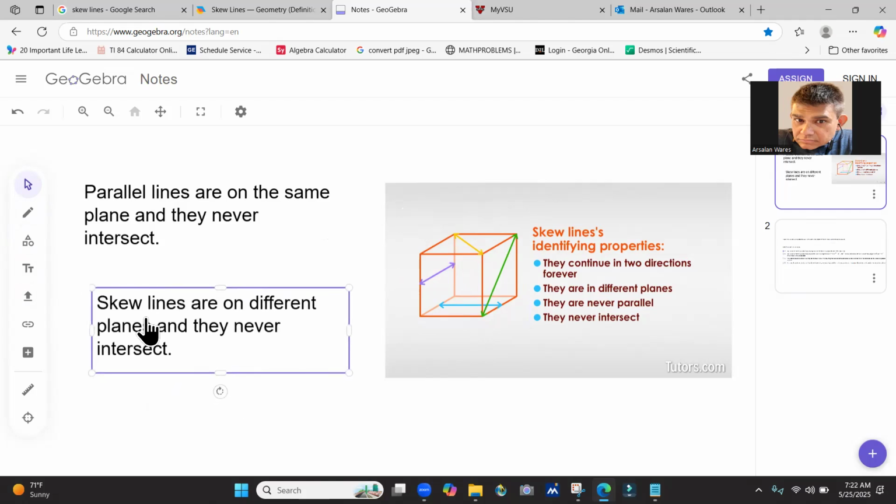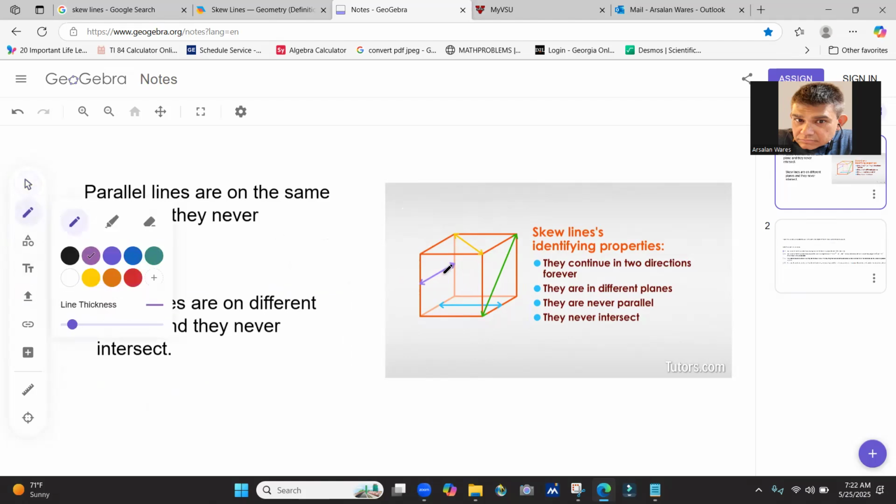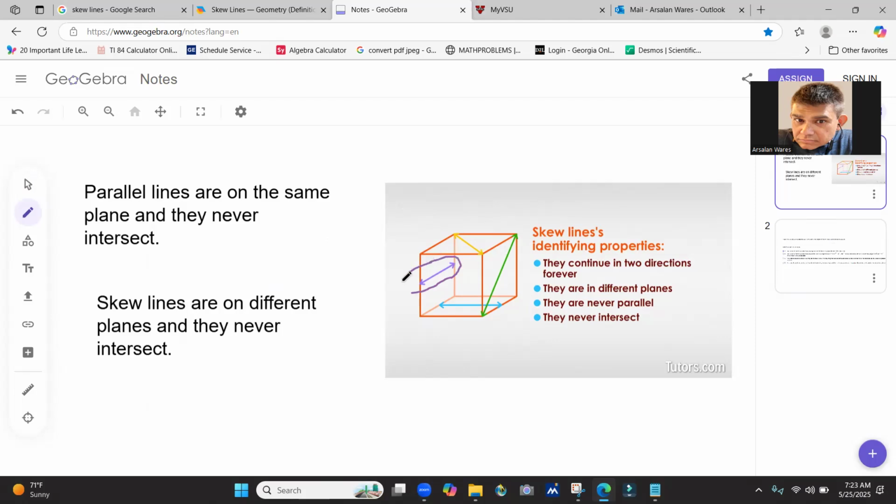What do we mean by skew lines? Skew lines are on different planes and they never intersect. To really understand that, we can start with this example. This line and this line are not on the same plane. And if you extend them, they're not going to meet. So, how are these two words, skew and parallel, similar and different?